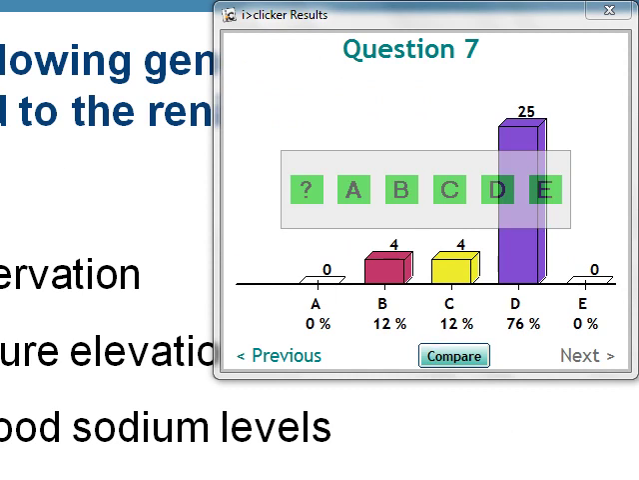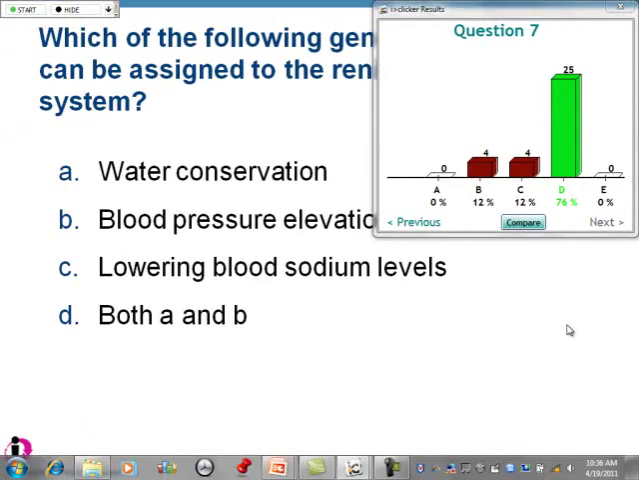So, if I lower blood sodium, I'm also lowering the amount of what? Yeah. So that's the one that doesn't fit. So water conservation and blood pressure elevation, because if I put more water in there, what's it going to do to blood pressure? Bring it up. So D is the answer.